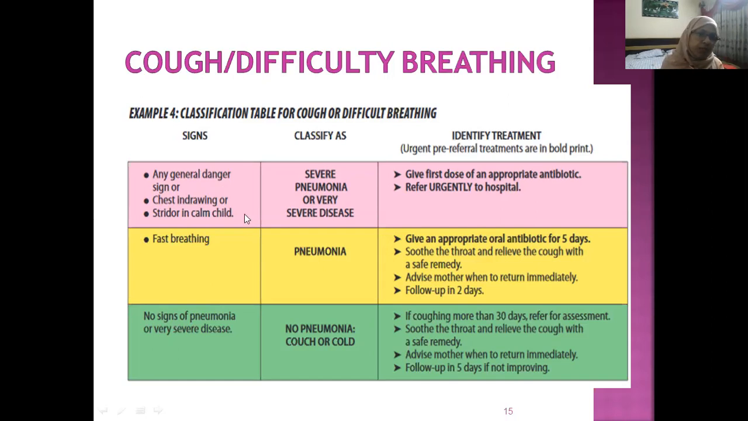If there are no signs of severe pneumonia or very severe disease, or no signs of pneumonia, then it is no pneumonia, only cough and cold. If cough is more than 30 days, then refer for assessment. And you have to refer it to the tertiary care hospital. Otherwise, soothe the throat and relieve the cough with a safe remedy like tulsi water, honey, etc. Advise the mother when to return immediately and follow up after 5 days if there is no improvement.